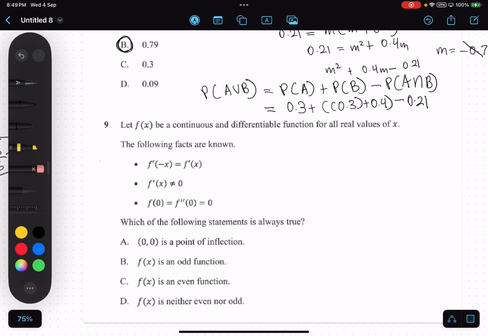Alright guys, I'm going to go through question 9 of the multiple choice. Before, I just had a bit of a blank, I didn't really know how to answer the question, but I'm back and I do know how to answer the question for you.